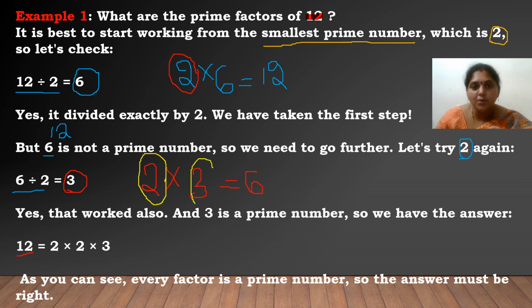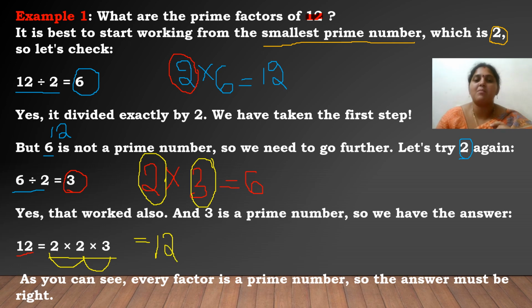Now, what we have to do? We have to multiply all these 3 numbers. That is 2 into 2 into 3. What you must get? You must get the number again 12. Check out. 2 into 2 is equal to 4. 4 into 3 is equal to 12. So 12 is equal to 12.